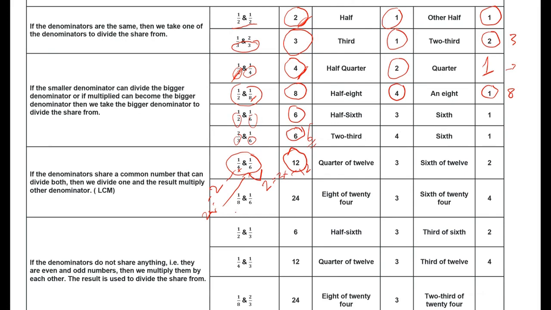And likewise here, 8 and 6 have an LCM, a number that can divide them both, which is 2. 6 divided by 2 equals 3. And this answer will be multiplied with the other fraction, or the denominator. So 3 times 8 equals 24. Or the opposite, vice versa, you get the same result. 8 divided by 2 equals 4. 4 times 6, you will also get 24.